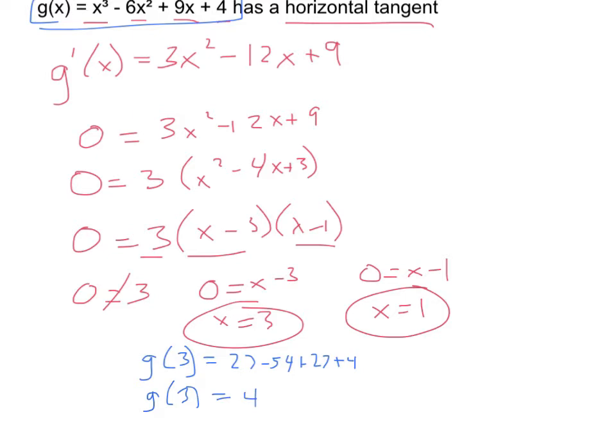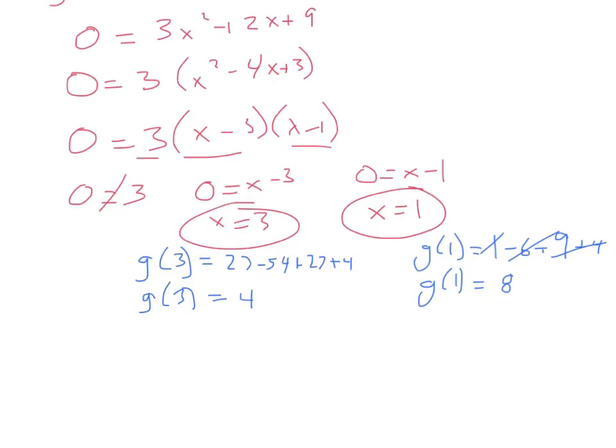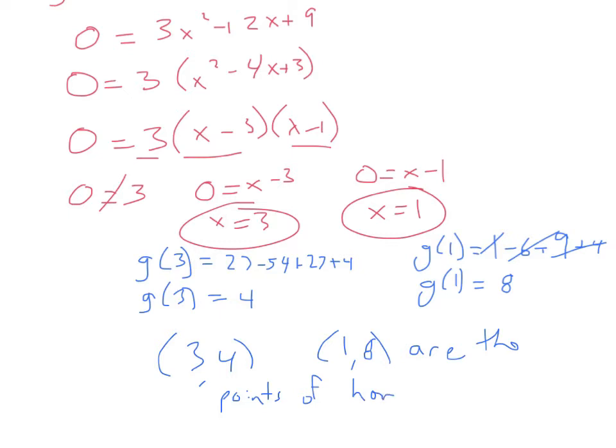And I can do the same thing with 1. If I do g of 1, I'll end up with 1 minus 6 plus 9 plus 4. So let's see, what is g of 1? This is 13, 14, minus 6 is 8. Okay, so now we can see that our points of horizontal tangency are at (3, 4) and (1, 8). So these are the points of horizontal tangency.